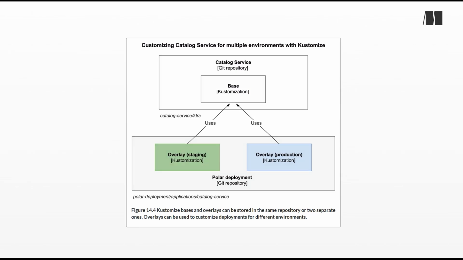As an example, Figure 14.4 shows how the customized manifests could be structured in the case of catalog service, having bases and overlays in two separate repositories. Figure 14.4. Customized bases and overlays can be stored in the same repository or two separate ones. Overlays can be used to customize deployments for different environments.